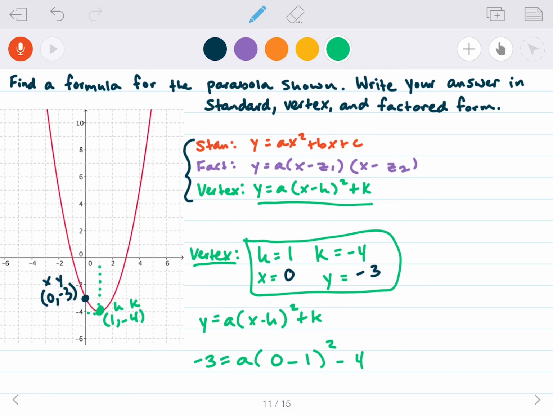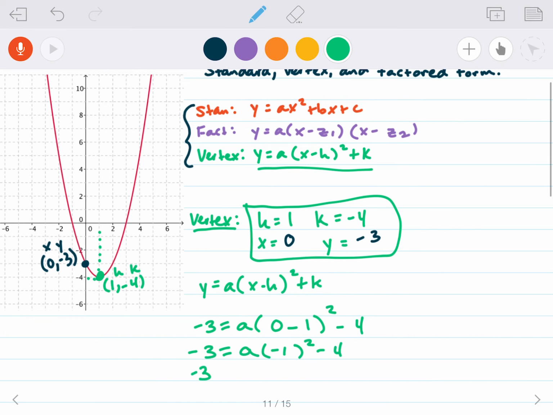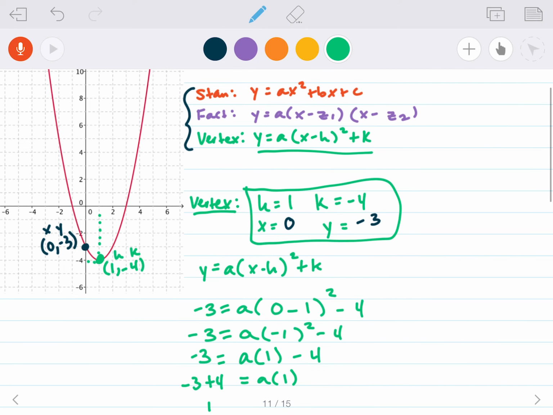All right. Now I can just simplify this to clean it up. I still have that a. 0 minus 1 squared minus 4. So I get negative 3 equals, negative 1 squared is just positive 1, so this is just a times 1 minus 4. If I add 4 to both sides, I get that. So what I end up getting is 1a equals 1. So a is equal to 1. Therefore, those little 3 dots, therefore a equals 1. Okay, so I just found my first answer.